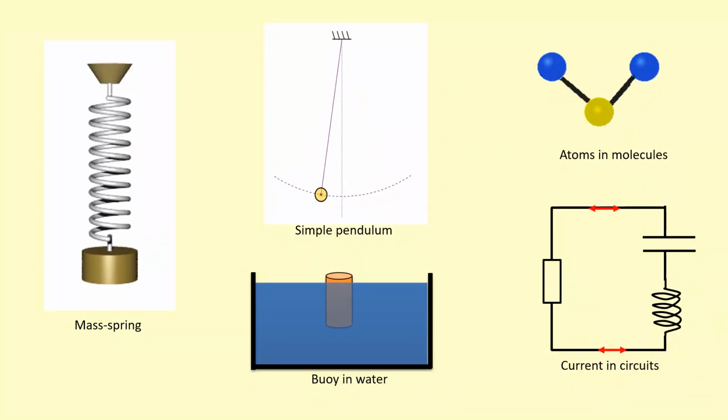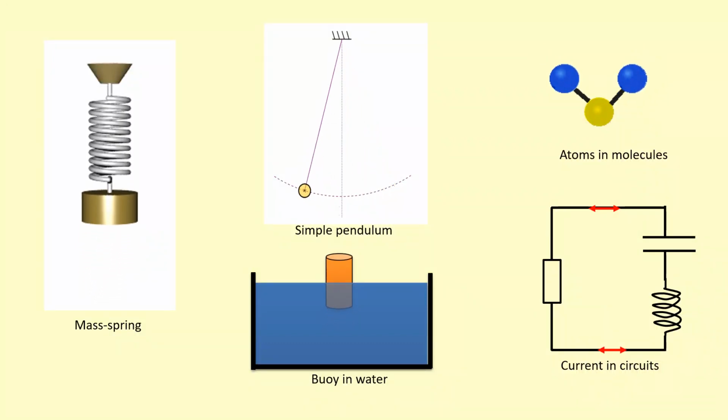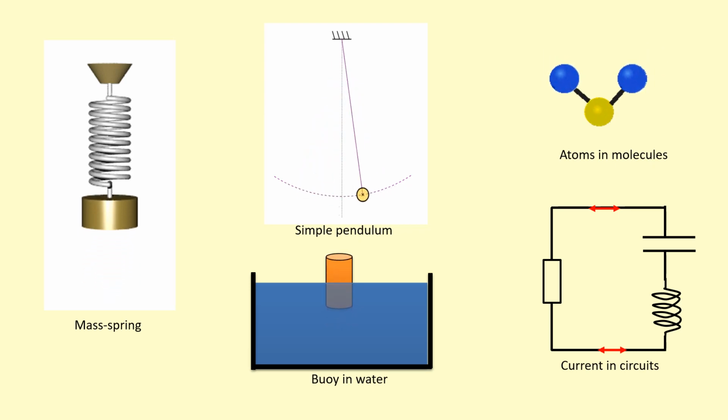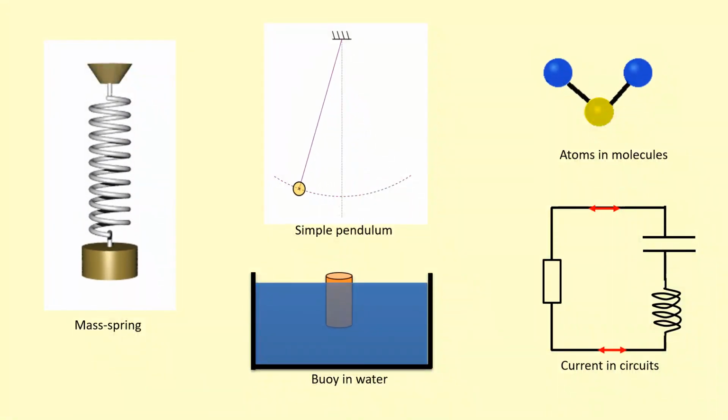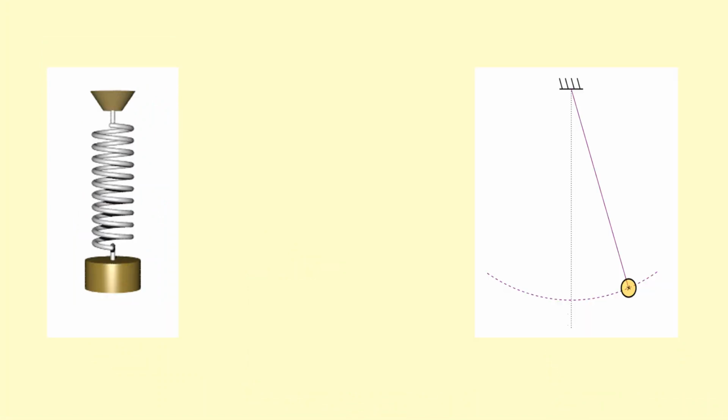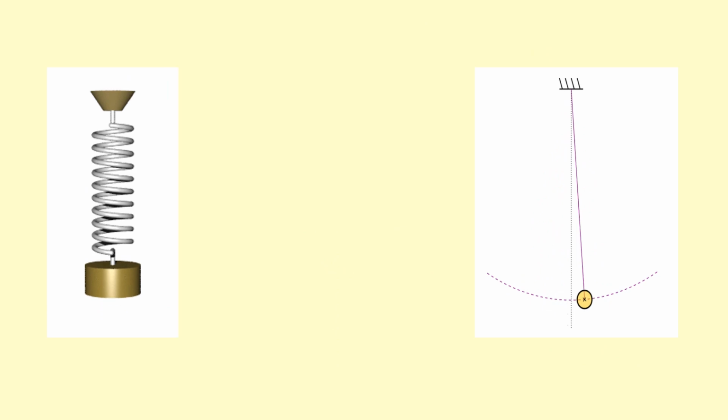In this topic, we're going to be looking at things that are oscillating. The main focus is going to be the mass spring system and the simple pendulum, but you can see some other examples here, like a buoy floating in water, atoms in a molecule, or even current in a circuit. We need some common terms to describe oscillating objects.